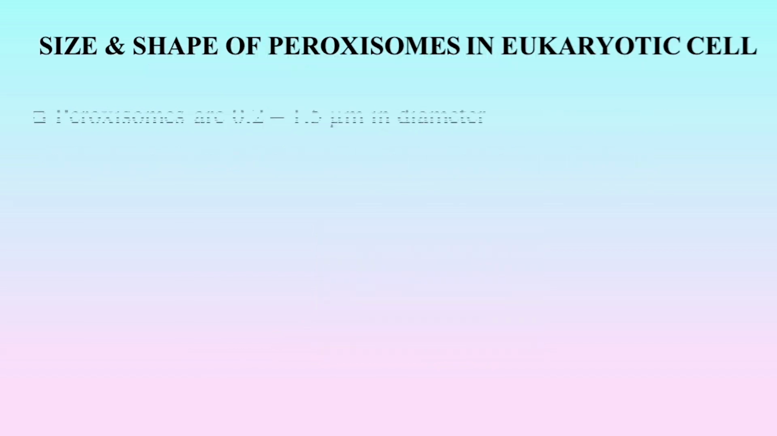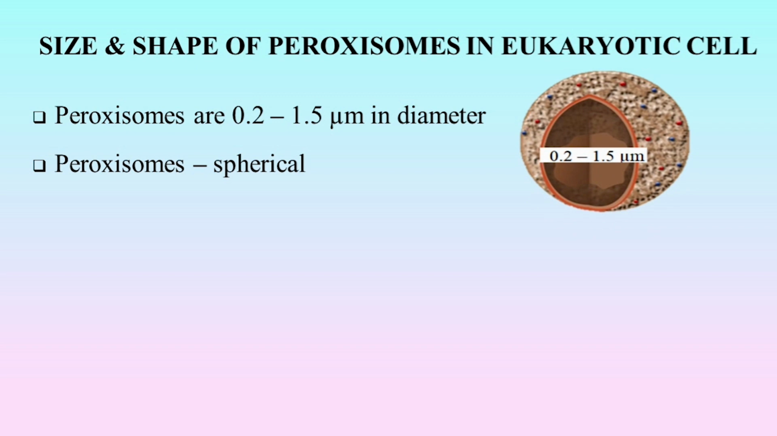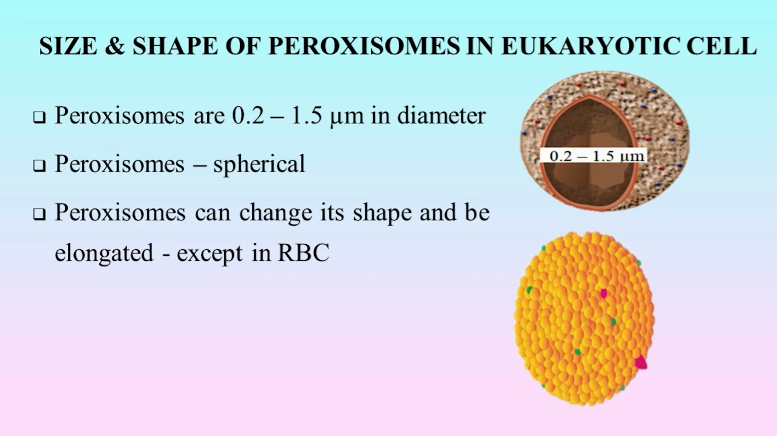Size and shape of peroxisome in eukaryotic cell. Peroxisomes are 0.2 to 1.5 micrometers in diameter. Peroxisomes are usually spherical in shape. Peroxisomes can change shape and can be elongated or even form reticula in human cells except the red blood cells.